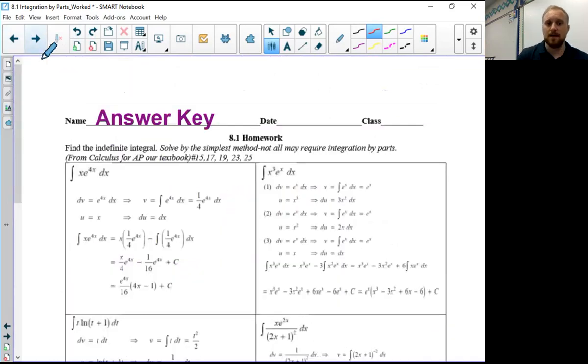Try to do some examples of 8.1, and we will go through some of these together. If you have any questions, we can answer those. But make sure you do your homework over this section. This is a new concept, and it's very important that we get this because it's a big piece of BC, being able to do integration by parts.